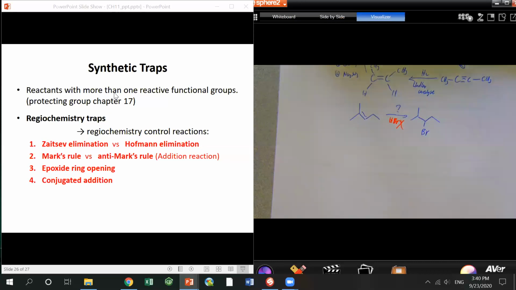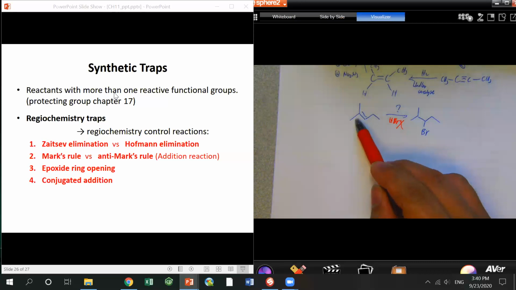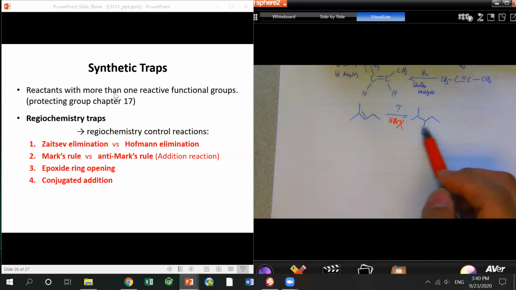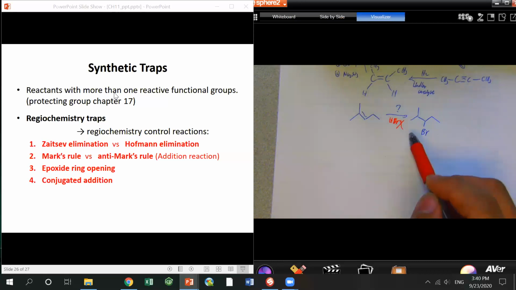The reason is, remember the Markovnikov rule. If you directly add HBr, hydrogen will go here, to the carbon with more hydrogens attached, and then the Br will go here. So you won't get the right regiochemistry. Like I said, normally for a synthesis design, if you can finish the reaction in one step, that normally means something is wrong. I won't make your life so easy that you can finish in one step.